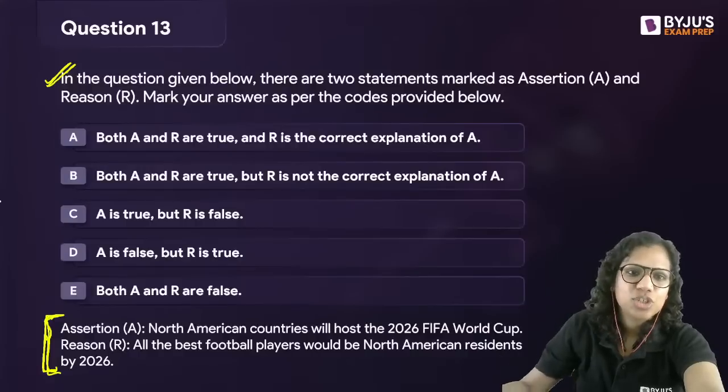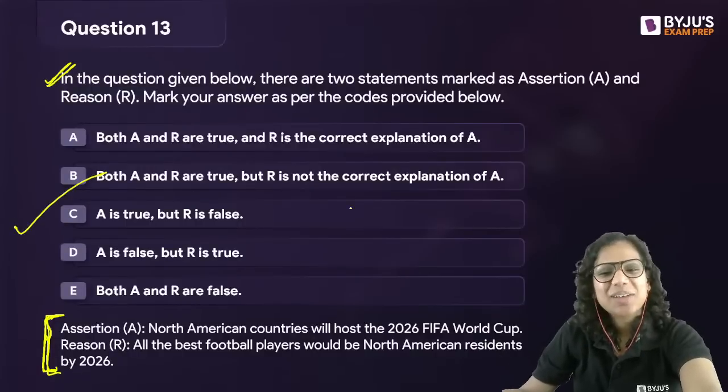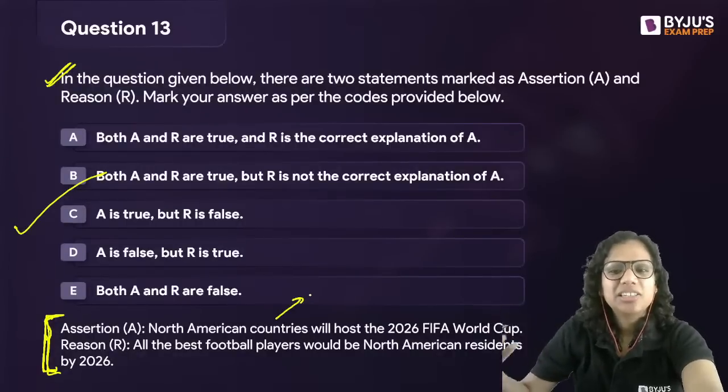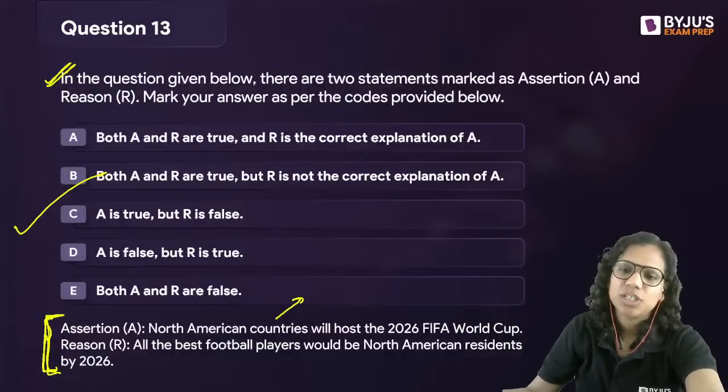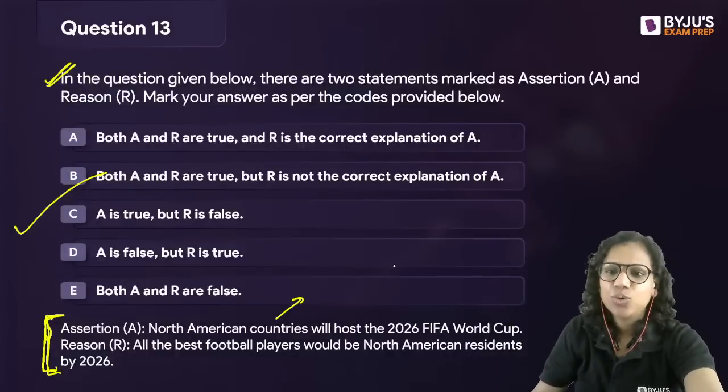C, confirmed. So A is true, R is false. Absolutely. See, A is true. North American countries are hosting the 2026 FIFA World Cup: Canada, USA, and Mexico. Good, Omkar.